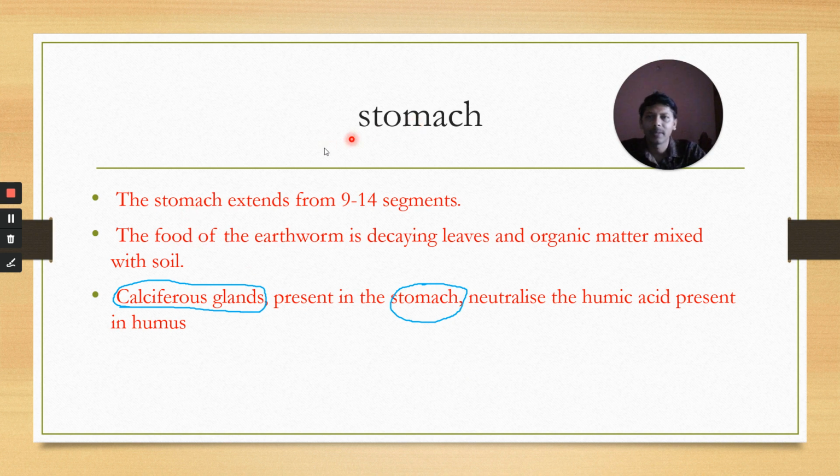Next part is stomach. Stomach extends from 9th segment to 14th segment. The food of the earthworm is decaying leaves and organic matter mixed with soil. And calciferous glands. Okay, very important point. Calciferous glands are present in stomach, and the function of calciferous glands is to neutralize the humic acid present in the humus. Okay, that's about the stomach. What is the food of earthworm? Decaying leaves and organic matter mixed with soil. Where are the calciferous glands? They are present in stomach. What do they do? They neutralize the humic acid present in humus.